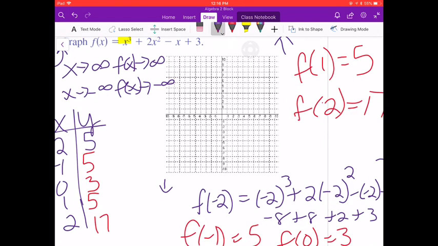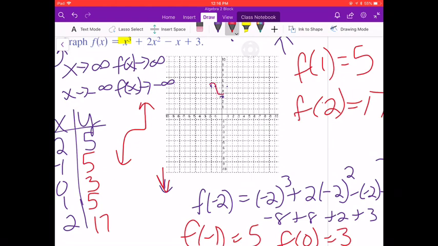And so it's going to be a little hard to graph this, but (-2, 5), (-1, 5), (0, 3), doing the best I can with the iPad here, (1, 5), and (2, 17) will be way up here. So remember that it was supposed to go down over here and up over here. So it's going to look like this in the end. So I can connect these dots from left to right.